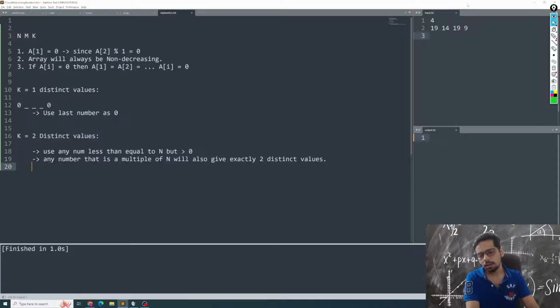Why is that? Same reason as for n. If you keep the last element as a multiple times n, this number will become 0 because multiple times n modulo n becomes 0, and then you have two distinct values. So for k equal to 2, these are two scenarios. Let's try k equal to 3.